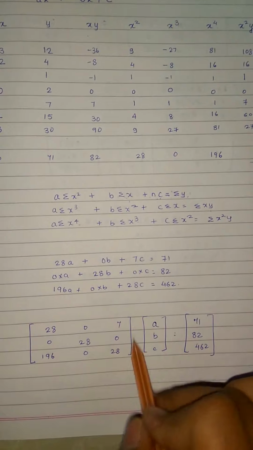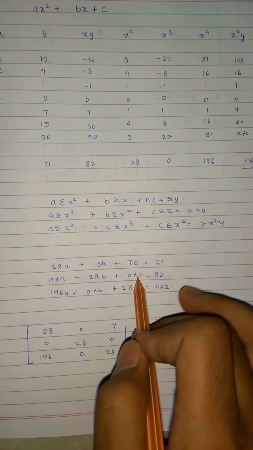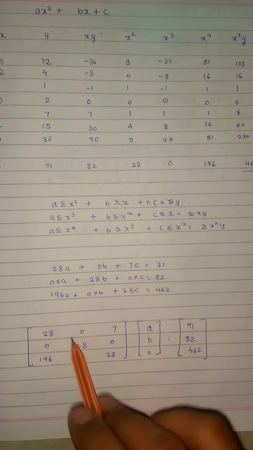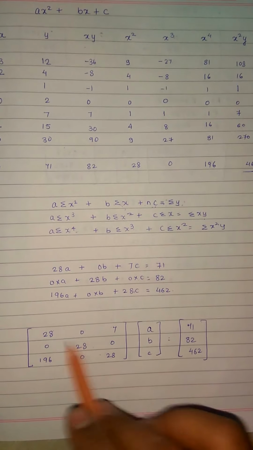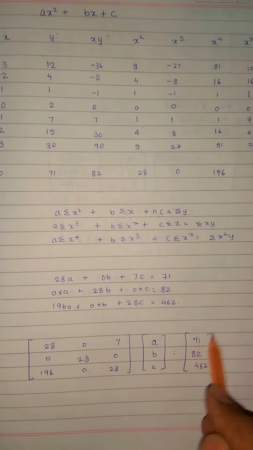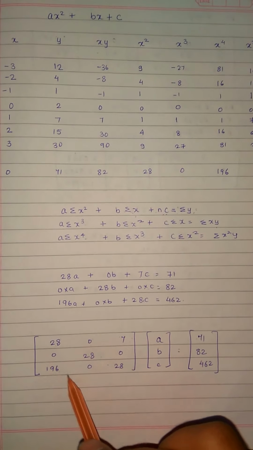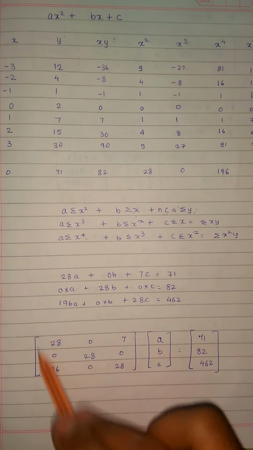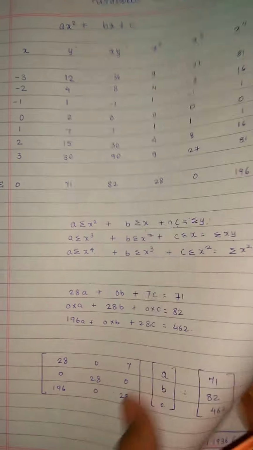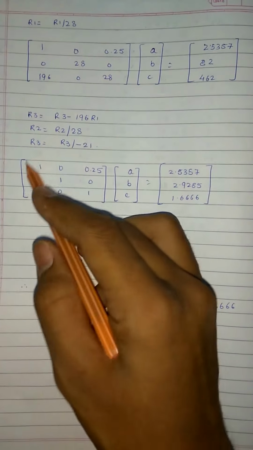Putting them in the matrix form, you get a 3 by 3 matrix, that is 28, 0, 7, 0, 28, 0 and 19, 0, 28. So you see all the diagonals are same. Dividing 28 from the first row, you can get 1, 0, 7 divided by 28, 17 divided by 28. Now 1, 0, 0. So R3 minus 196 R1. That means you will get 0, and you can reduce the matrix in this manner. I am just telling you. So this is the final matrix you get.